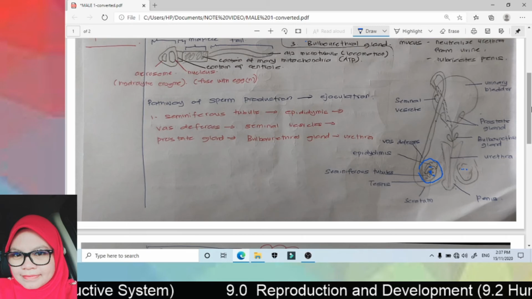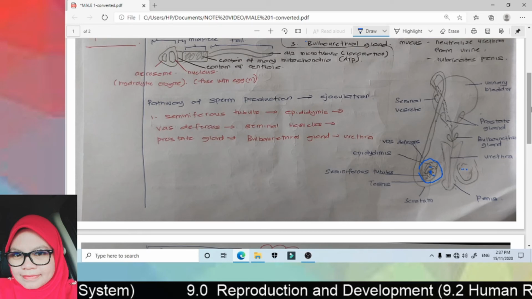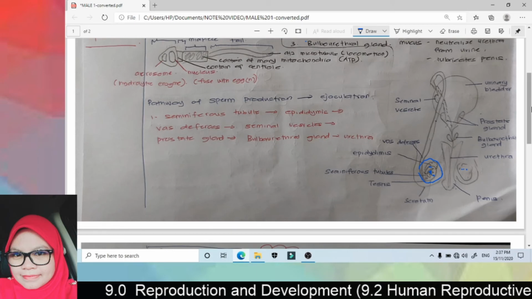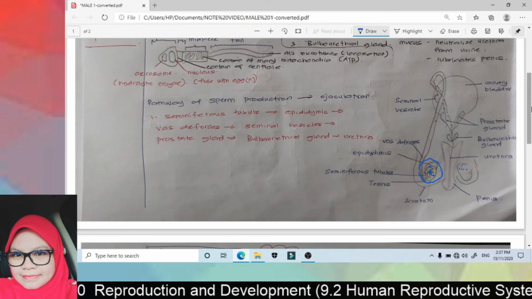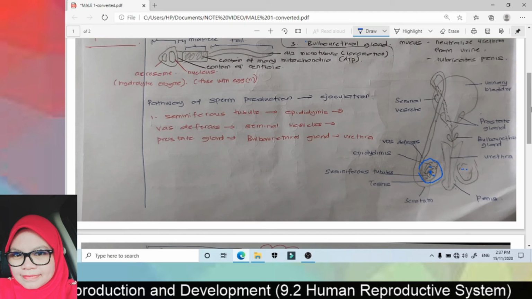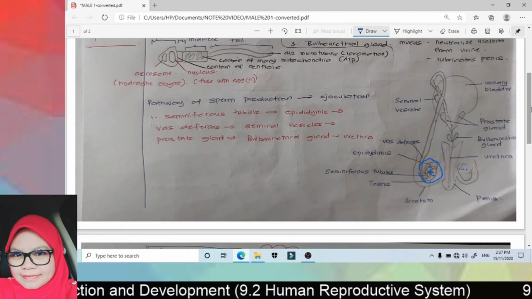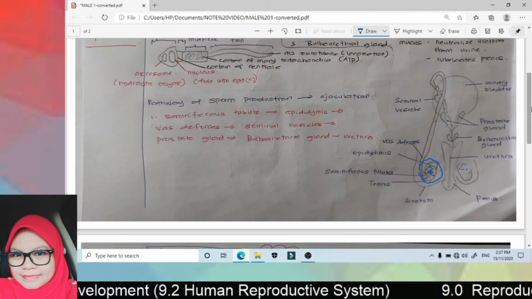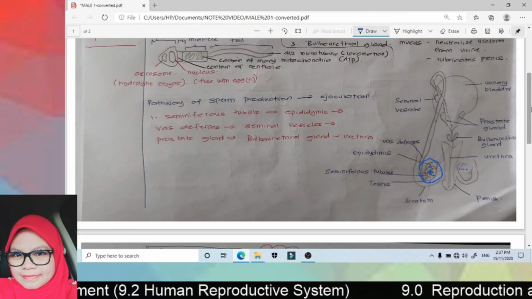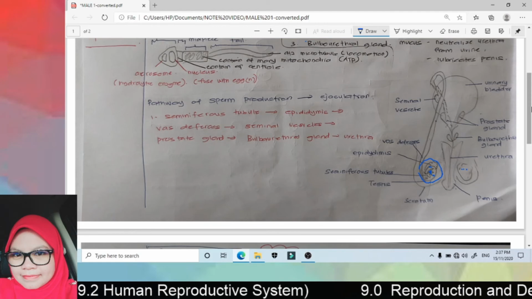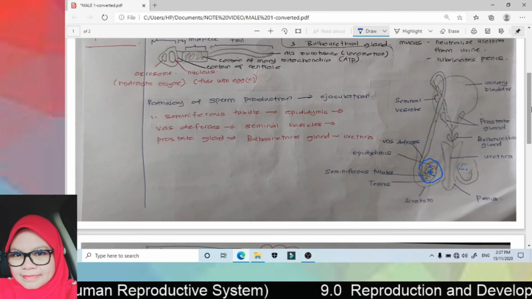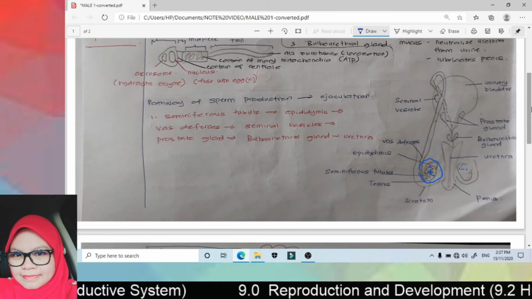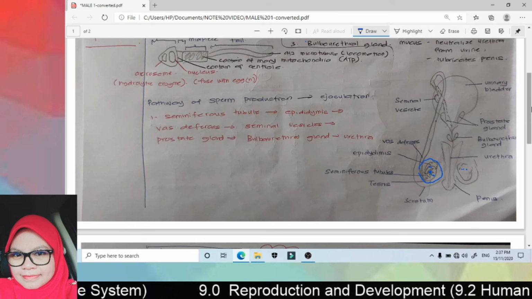And then, in the interstitial space of the seminiferous tubule, ada cell yang dipanggil sebagai Leydig cell. So, this Leydig cell is the cell whose function is to secrete the male hormone, which is testosterone. So, kena faham, the testis is a very important organ in males because it is the place where spermatogenesis occurs and it is the place where testosterone is secreted.